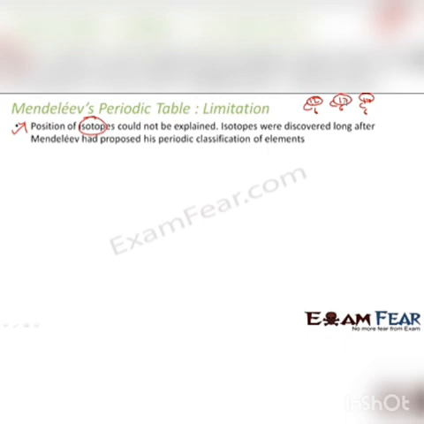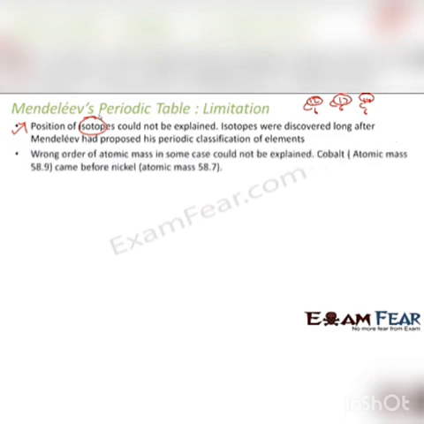But that's what his table did not allow. His table allowed carbon to be placed only once. So the position of isotopes could not be explained at that time, right? Isotopes were discovered a long time after Mendeleev proposed his periodic table. But once the isotopes were discovered, they could not get placed in the periodic table, and that was not very good. Correct.